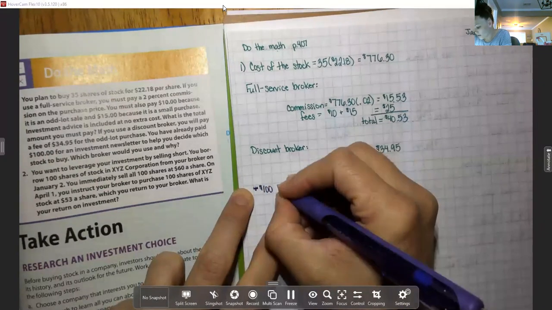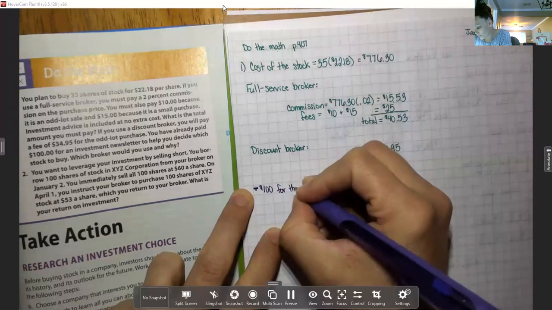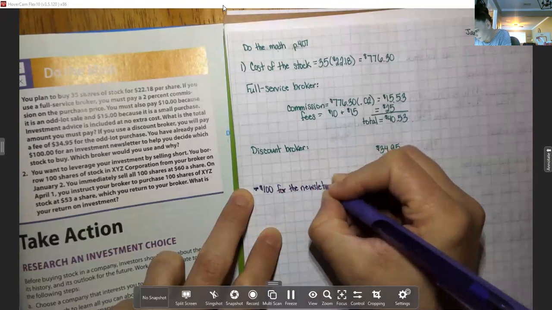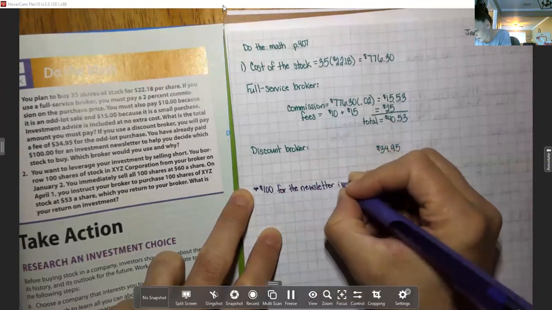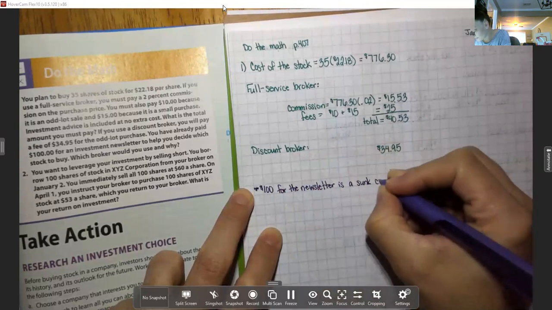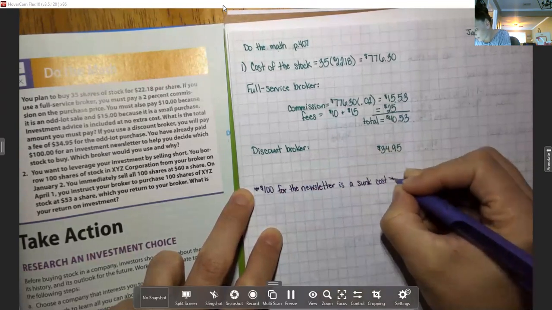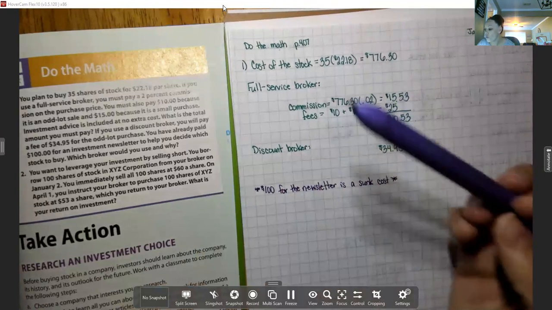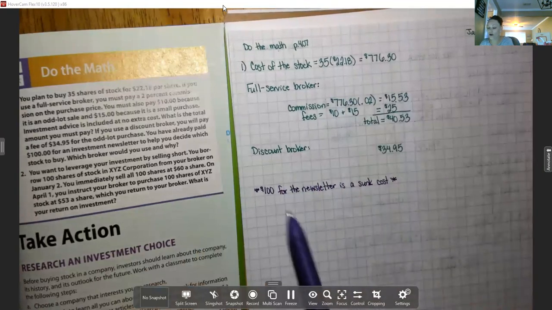Something I do want to point out here, though, it says there's $100 for the newsletter, and that is a sunk cost. What that means is it's already gone. It doesn't matter which broker you go with. You already spent that $100. You can't take that into account when you make your decision here.